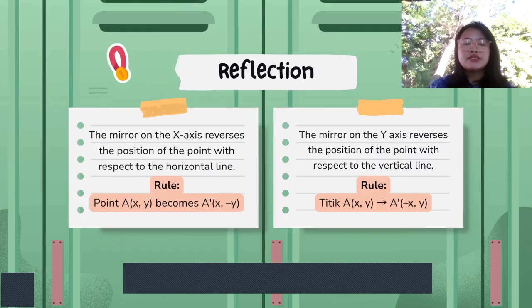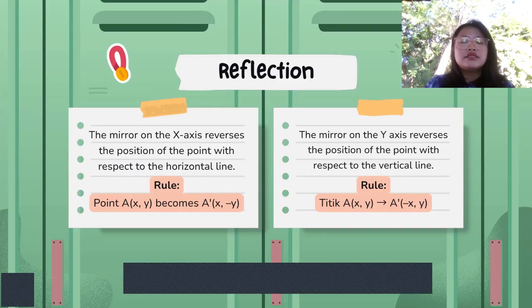The second type is reflection. Reflection is also called a mirror transformation. It flips a figure across a line. There are two common reflections. First, reflection across the x-axis. The rule is A(x, y) becomes A'(x, -y).